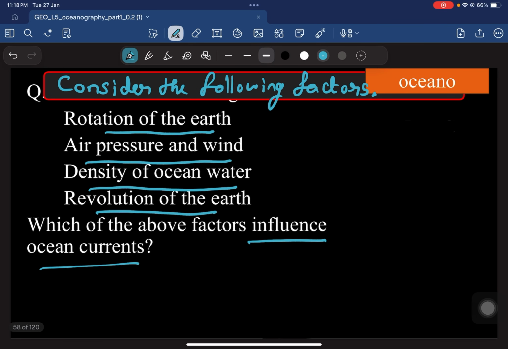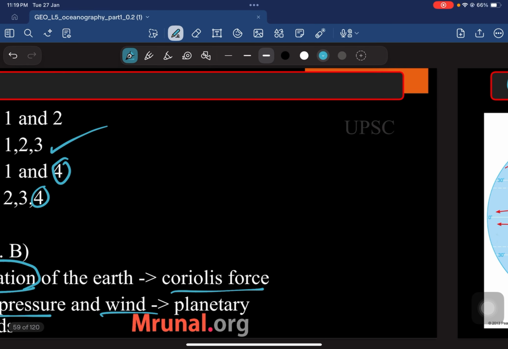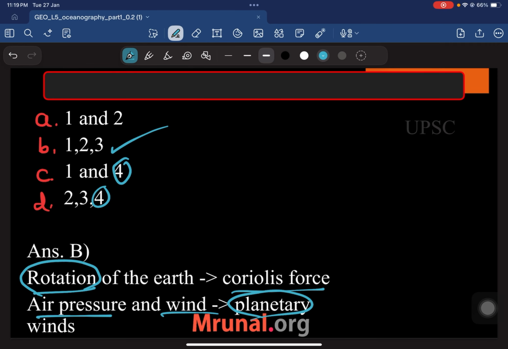Why? There is a difference between revolution and rotation. Okay. What is the meaning of rotation? If Earth is rotating on itself, it is called rotation. Revolution means the Earth is revolving around the Sun, is called what? Revolution. Okay, here rotation is a very important point for Coriolis force, and air pressure and wind, which are called planetary winds. We will discuss this one later.